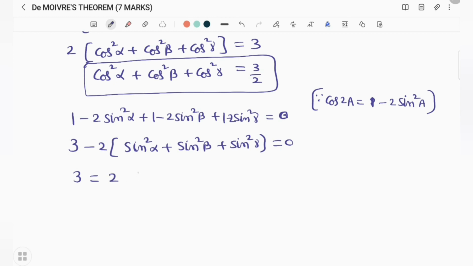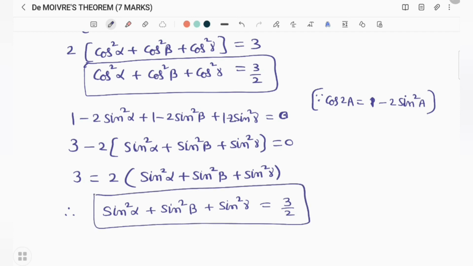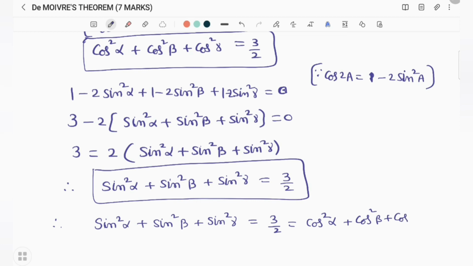So 3 is equal to 2 times (sin² α + sin² β + sin² γ). Therefore, sin² α + sin² β + sin² γ is equal to 3/2. So from this we will conclude that sin² α + sin² β + sin² γ = 3/2, which is also equal to cos² α + cos² β + cos² γ = 3/2. Hence, proved.